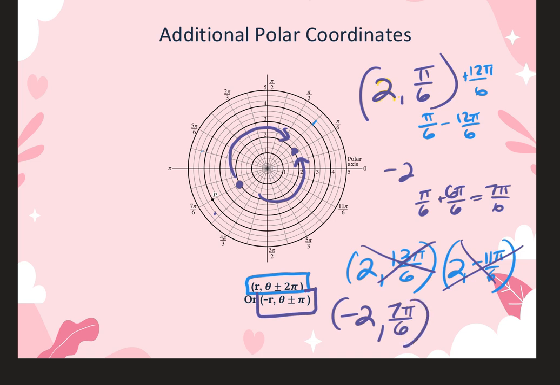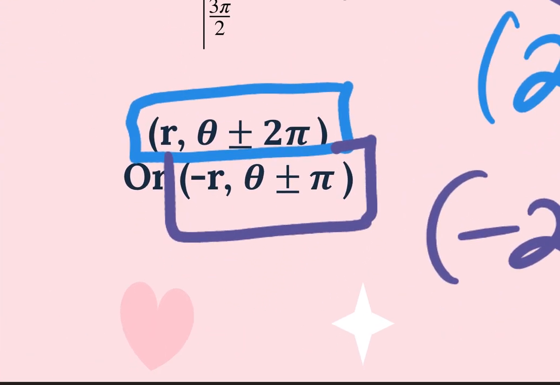And that angle would fall between 0 and 2 pi. If you think about what this looks like, if it's negative 2, 7 pi over 6, 7 pi over 6 is here. Instead of going towards it, I go away from it, and it's the same point. So when you're looking for additional representations of the same angle, those are your options. Keep r as it is, add and subtract 2 pi, or change the sign on your r, add and subtract pi.